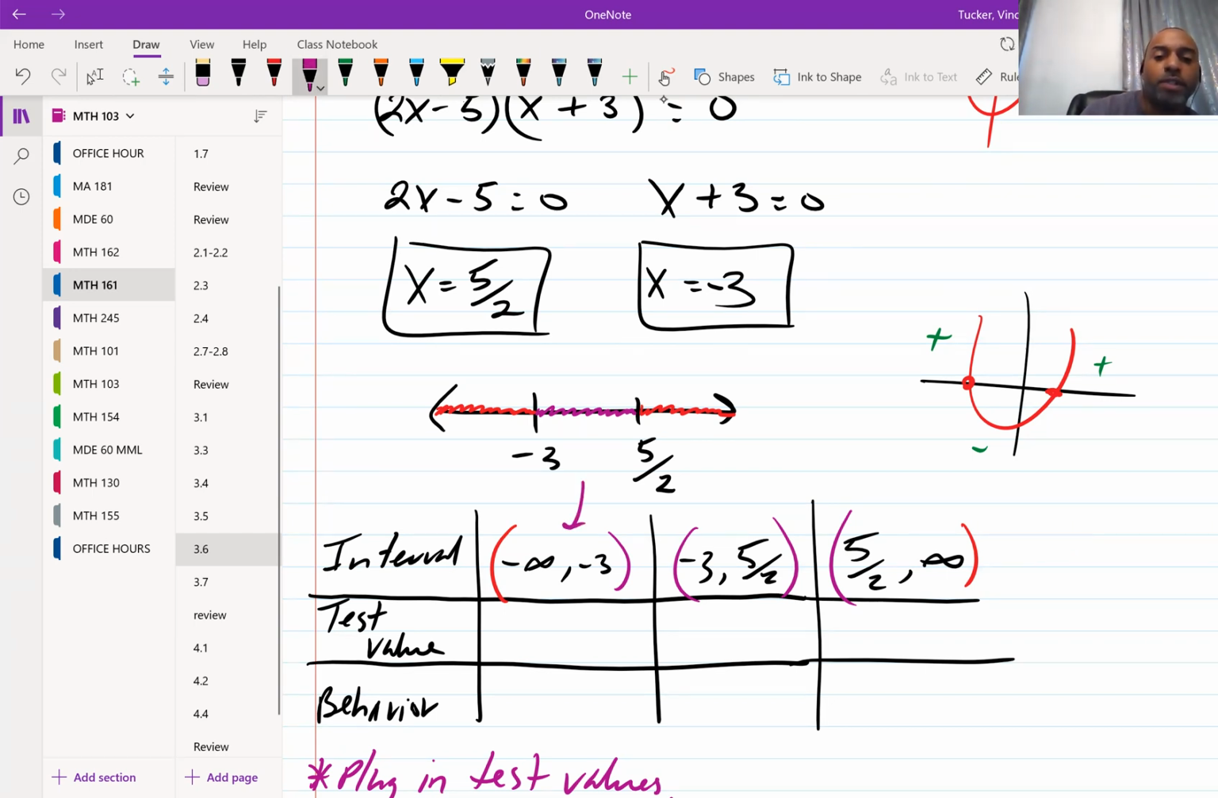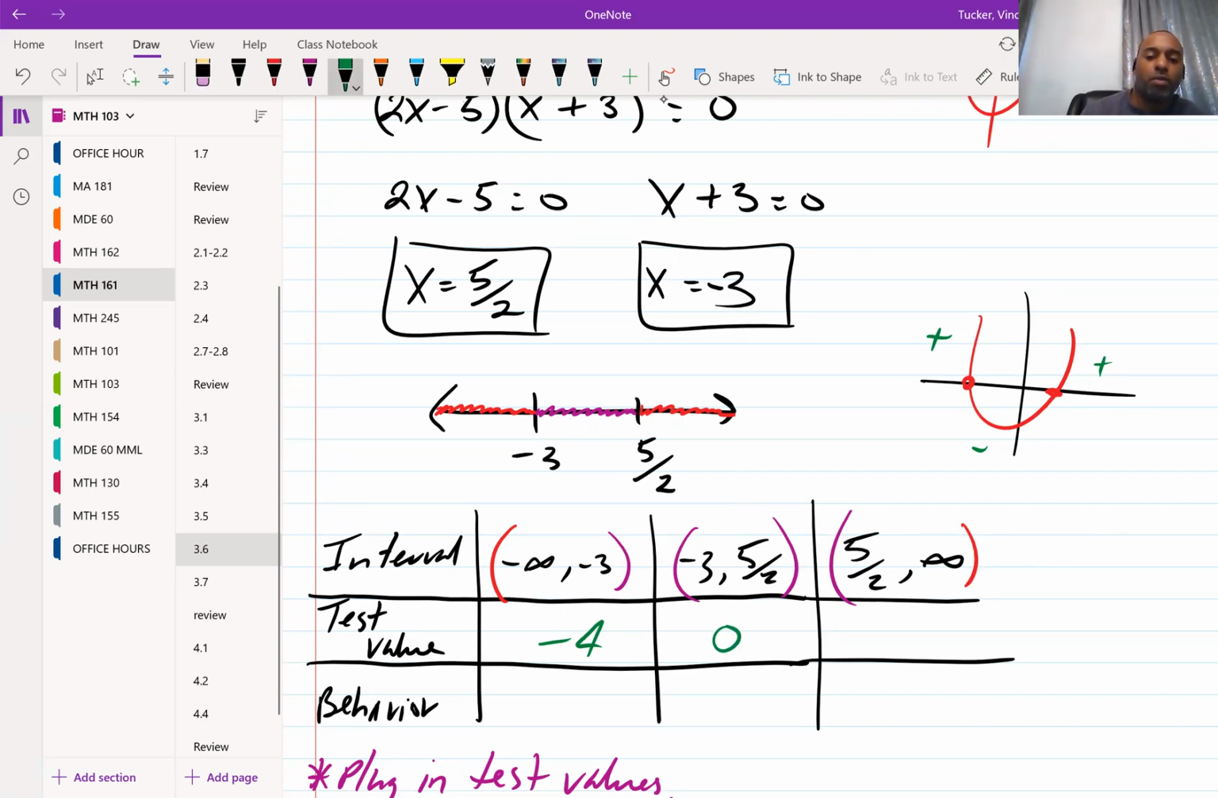When you look at this first interval, anything less than -3 will work. So you could go -100 if you want to. Just remember that whatever you choose, you're going to have to calculate with it. So something easy like -4 will work. That's less than -3. Something between -3 and 5/2.